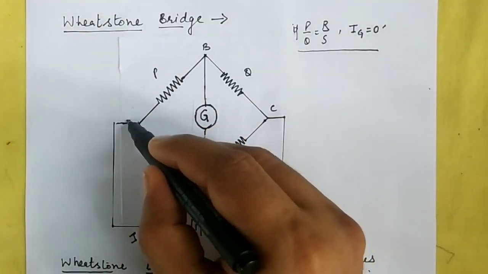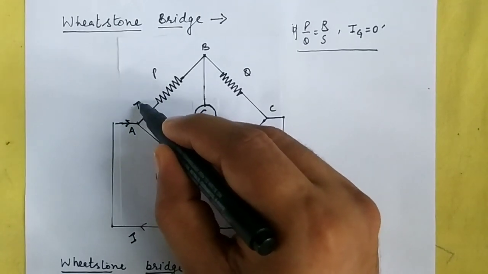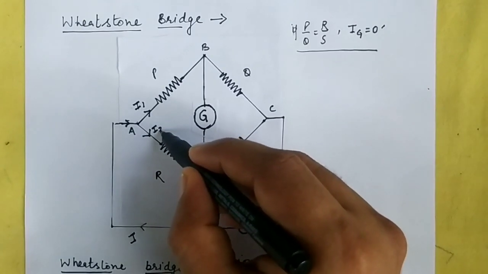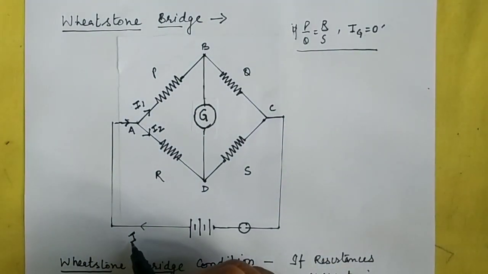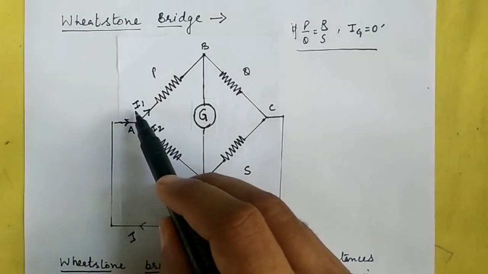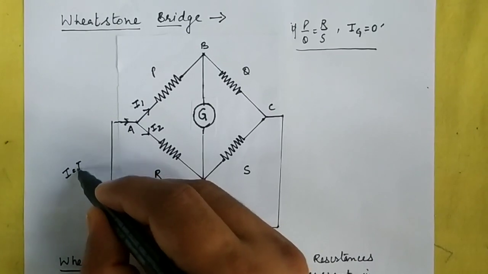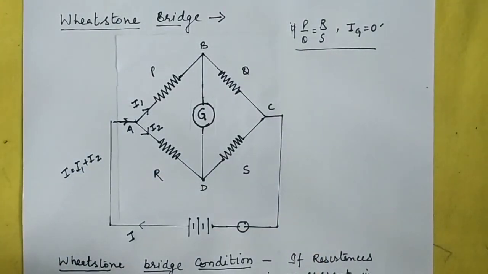At this point, the current is divided into two parts. So I take this current as I1 and this current as I2. So here the total current I is equal to I1 plus I2. You can see here I is equal to I1 plus I2. That is our junction rule.